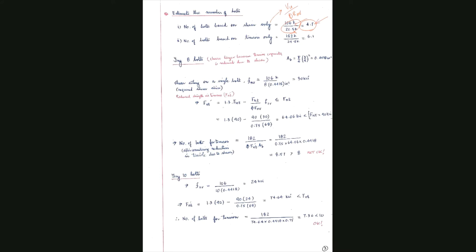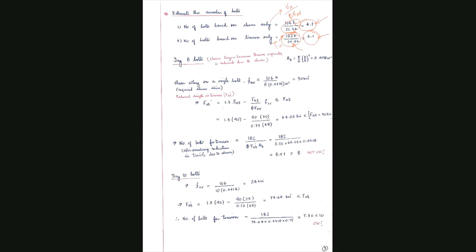Now calculate the number of bolts based on tension only. So we have the Tu value as 182, and the capacity in tension that we just found before this step is 29.8. So we get the number of bolts based on that assumption. Together, when you read them together, you require more than 6 bolts. Now, if you say 6.1, we cannot start off.